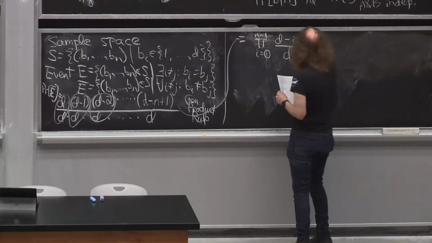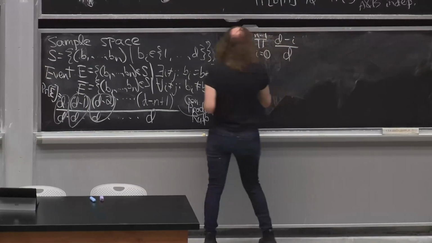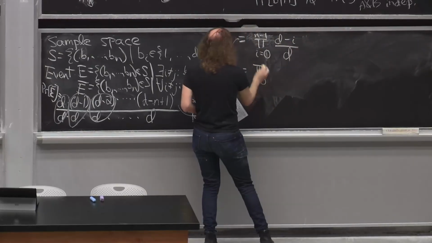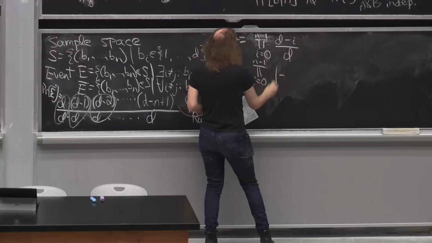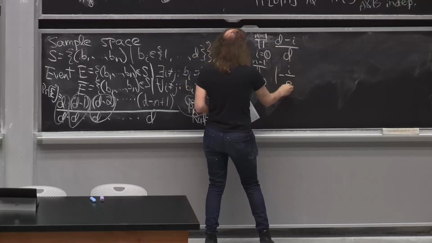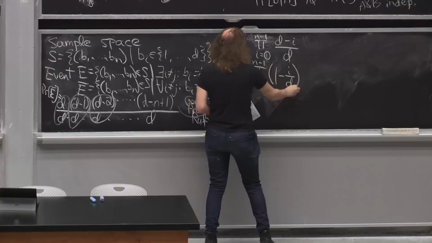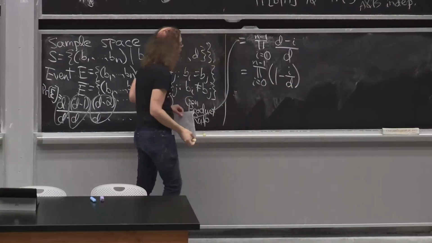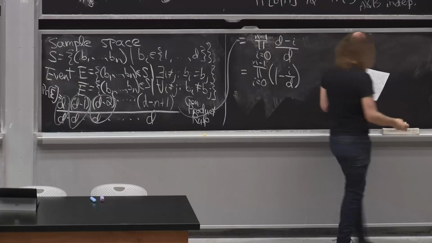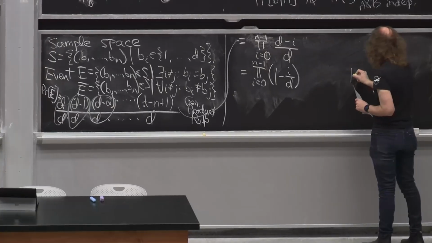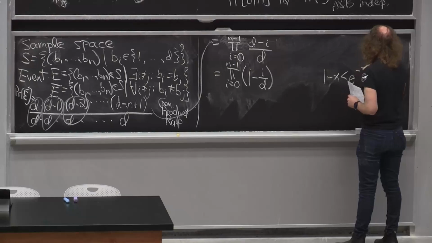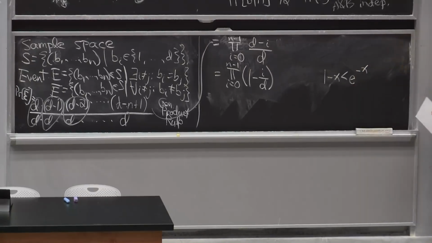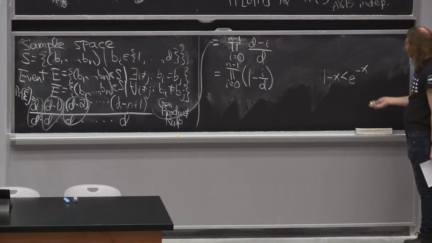OK, so first I'm going to rewrite this as the product of 1 minus I over d. This d over d is 1, and then we have an I over d in the second half. OK, this turns out to be nice because 1 minus x is less than e to the minus x. E here is Euler's constant, roughly 2, and a little bigger than 2.